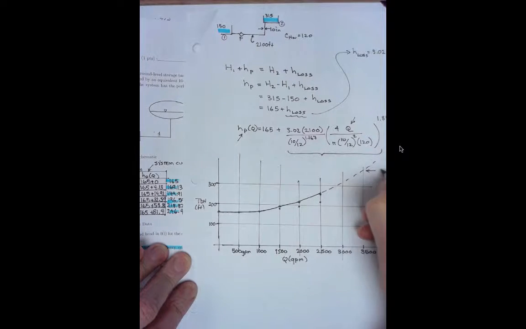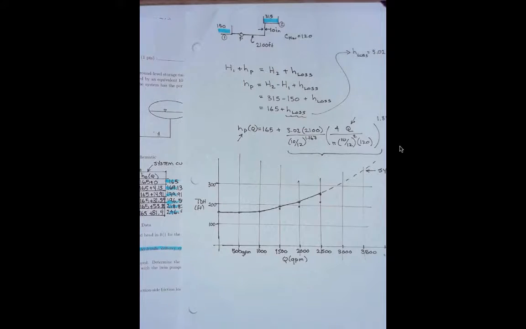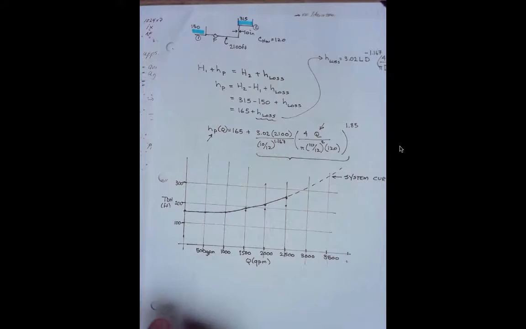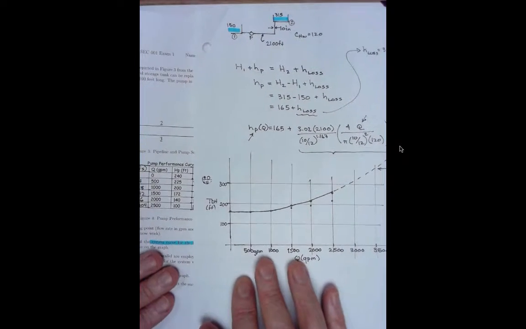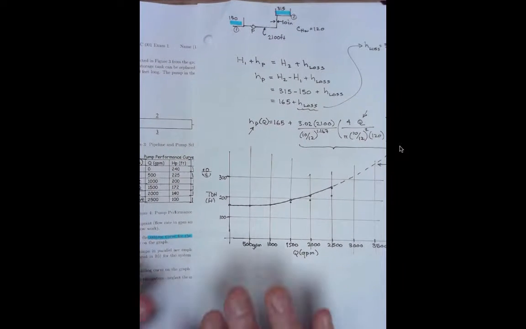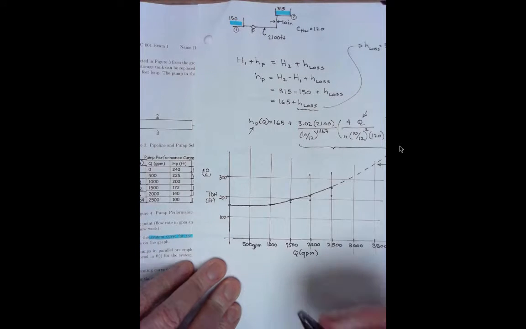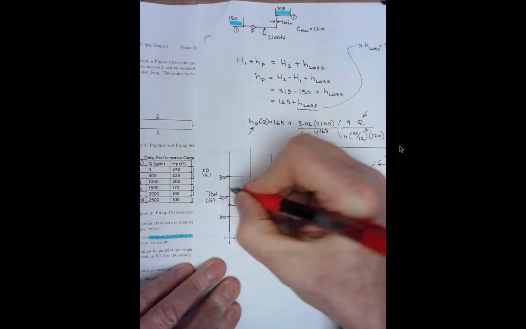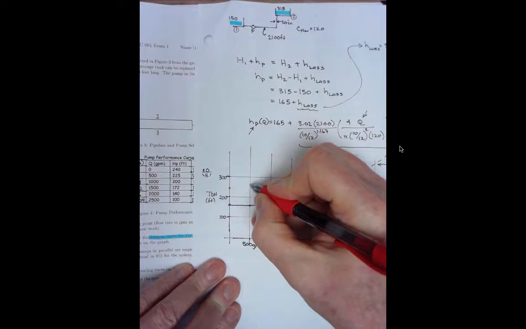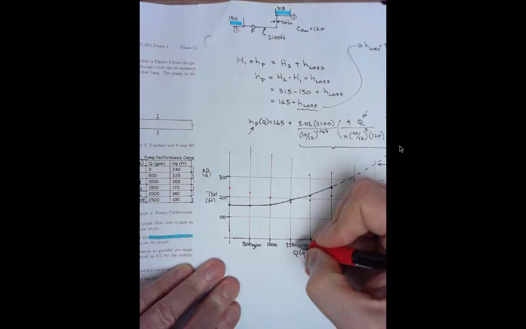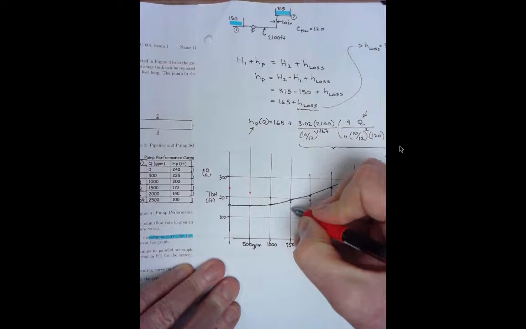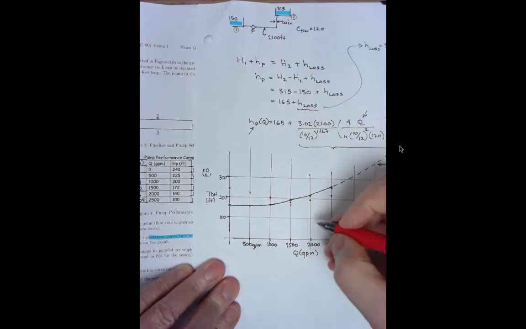And also we're asked to plot our pump curve. So our pump performance curve, again taken from this same table. Shutoff head is 240. At 500 gallons per minute, we're at 225. At 1,000 gallons per minute, we're at 200. At 1,500 gallons a minute, we're at 172. At 2,000, we're at 140. And at 2,500, we're at 100. So here's our pump performance curve.